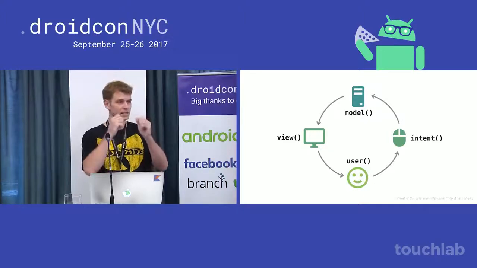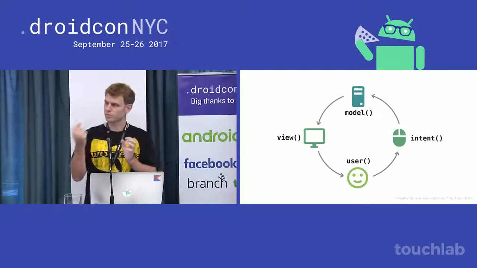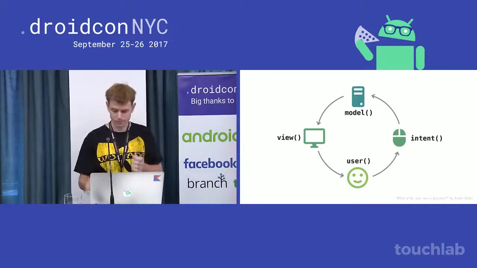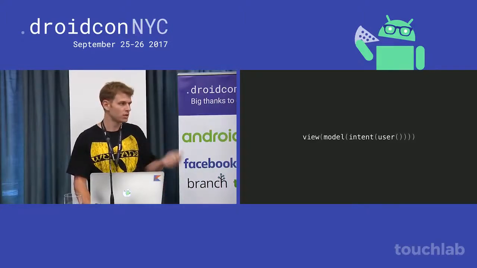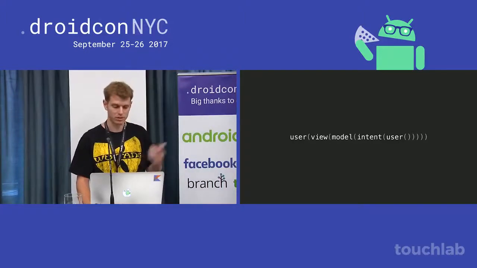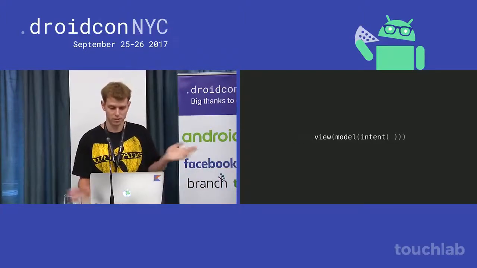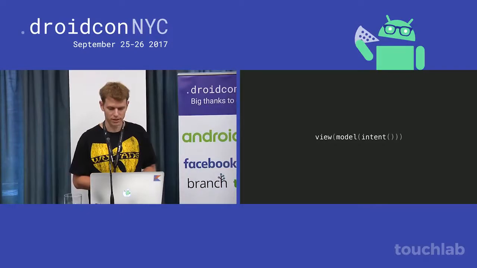And also, not only the name, but every component is written as a function, meaning every component of the cycle is a basic function whose output becomes the next function's input. What I mean is the user produces a result that will be passed to the intent, then to the model, to the view, and finally back to the user, and we go on like this. We won't be coding any user today, so we can show it like this.